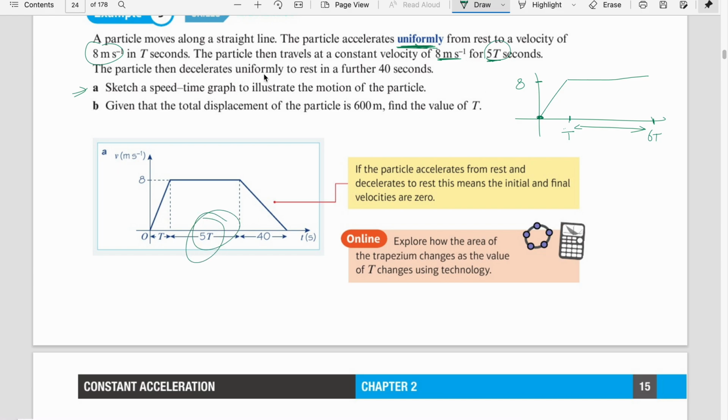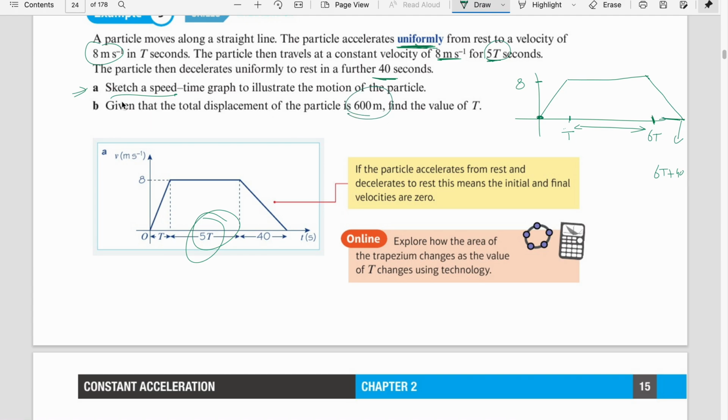The particle then decelerates uniformly to rest in a further 40 seconds. When it decelerates, whatever the time is before that part becomes the new time, that is 60 plus 40. Sketch done.